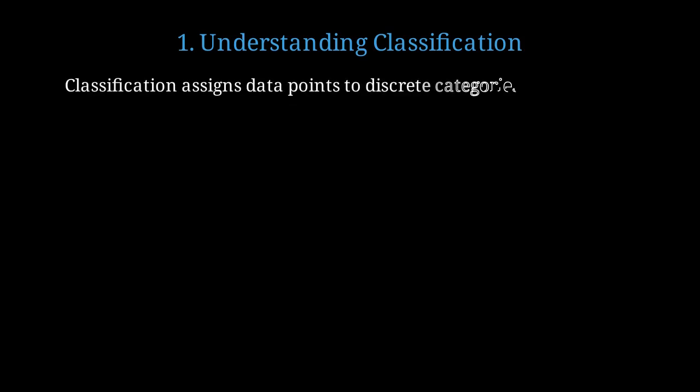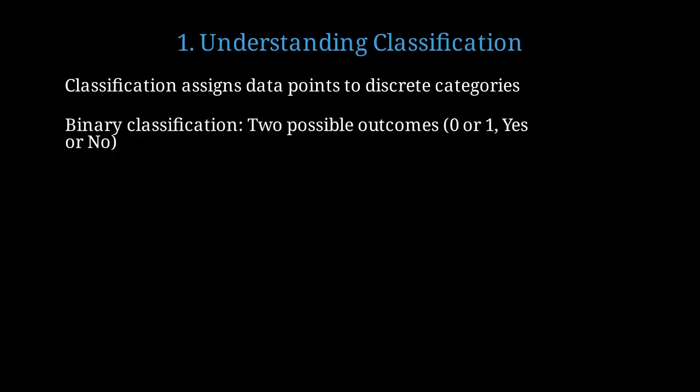First, let's understand what classification means in machine learning. Classification is the task of assigning data points to discrete categories, unlike regression, which predicts continuous values. Binary classification involves two possible outcomes, like spam or not spam, disease or healthy.